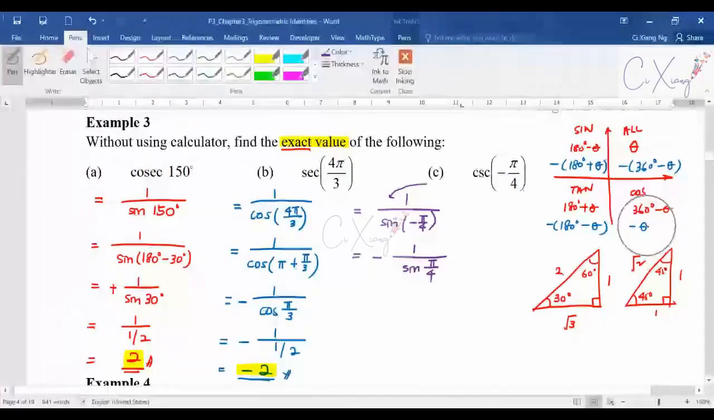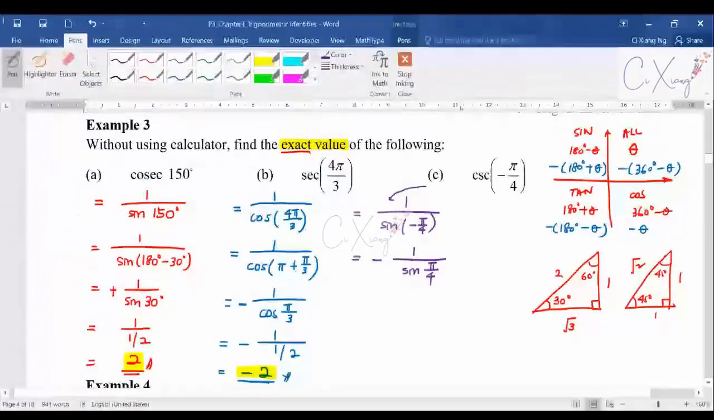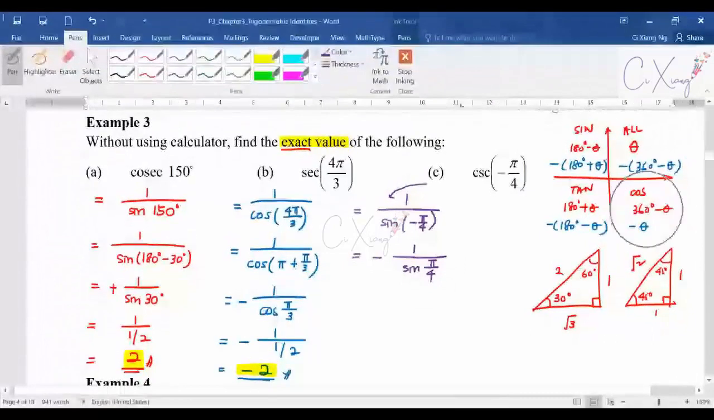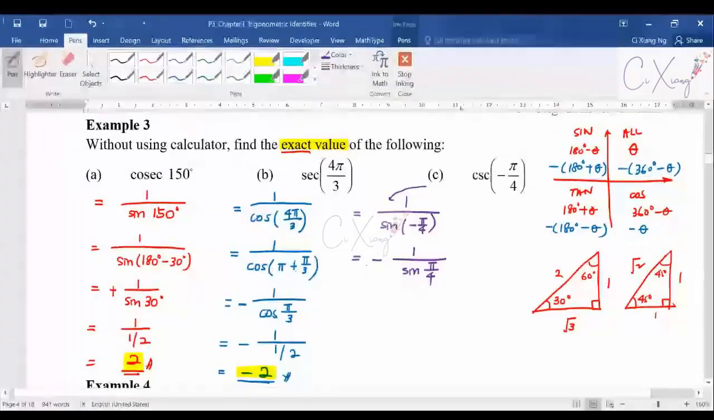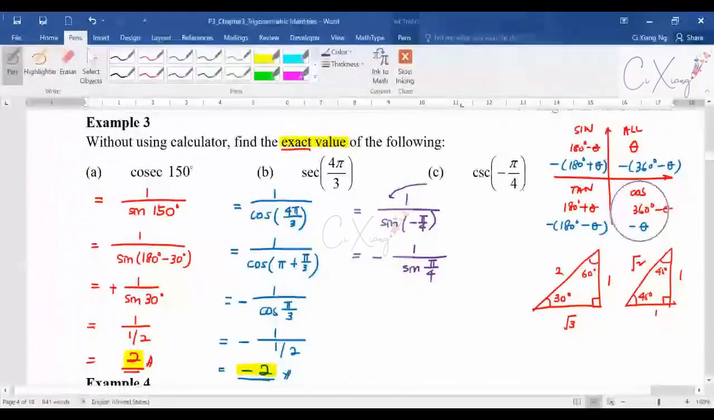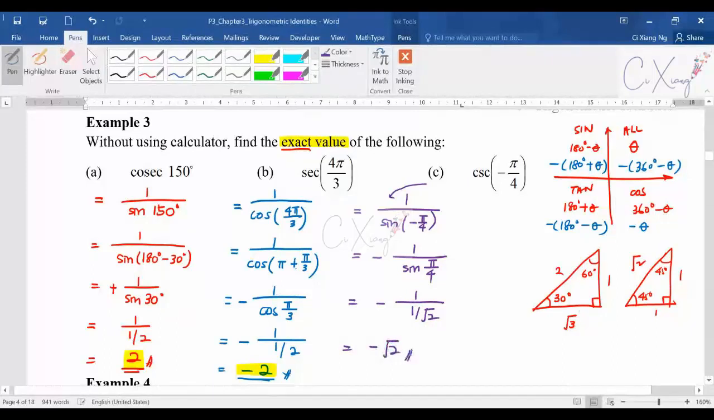Because theta is the basic angle, sine negative pi over 4 is actually equal to sine pi over 4, but you need to look at the quadrant and decide positive or negative. Therefore, it should be negative because it is in the fourth quadrant. So what is the value for sine pi over 4? Sine pi over 4 is sine 45 degrees, which is 1 over square root 2. Therefore, when you simplify, you have negative square root 2.